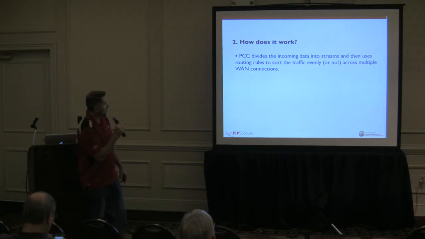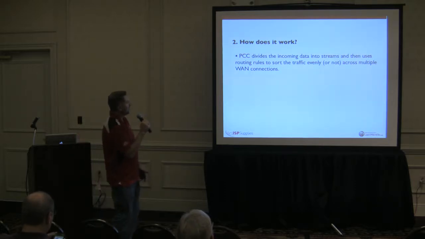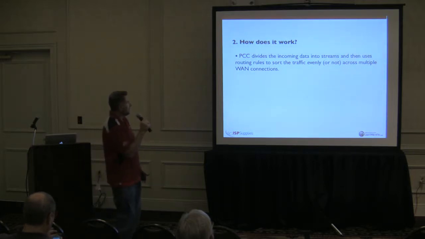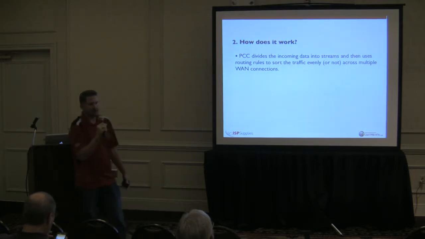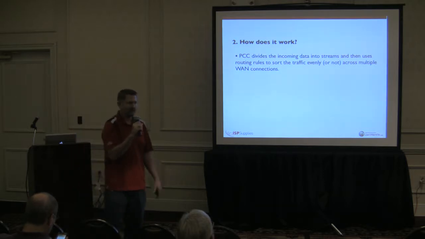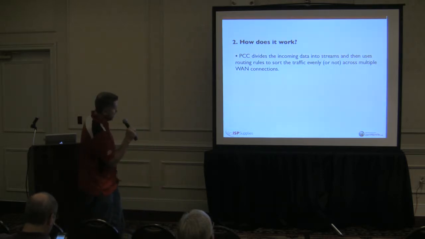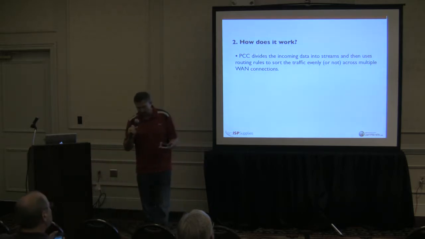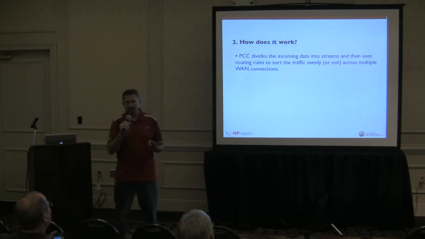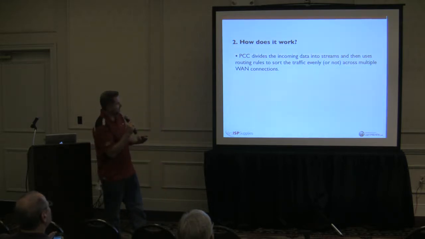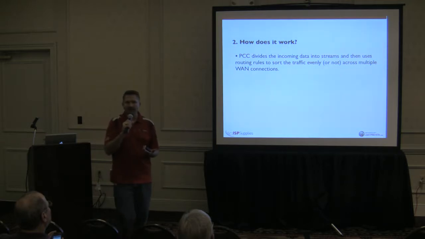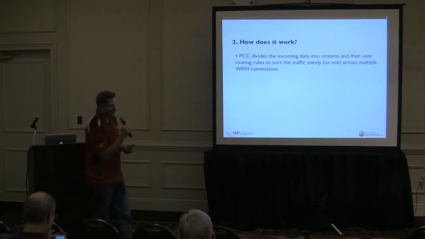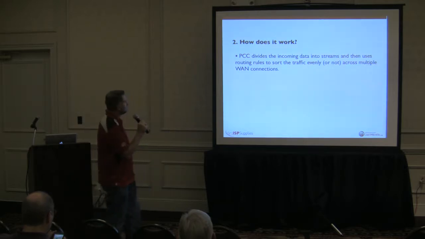So first of all, what does PCC do? Per connection classifiers divide the incoming data coming into the router into multiple streams and then use routing rules to sort that traffic evenly or not evenly, depending on what we want to do, across multiple WAN connections. So if we have two balanced connections, both with the same capacity, we would probably want to distribute our load evenly. On the other hand, if we had one connection that was a fairly high capacity and one with a lower capacity, we would want to put more of our traffic on that with a higher capacity.